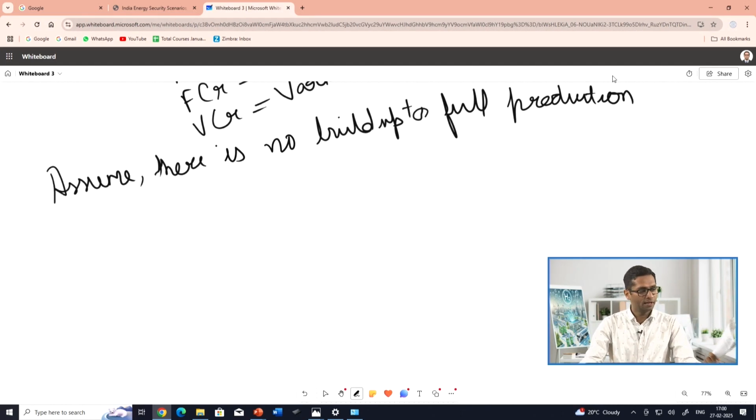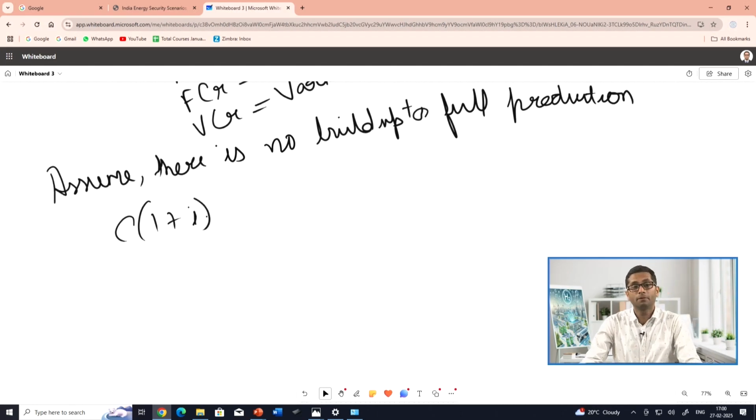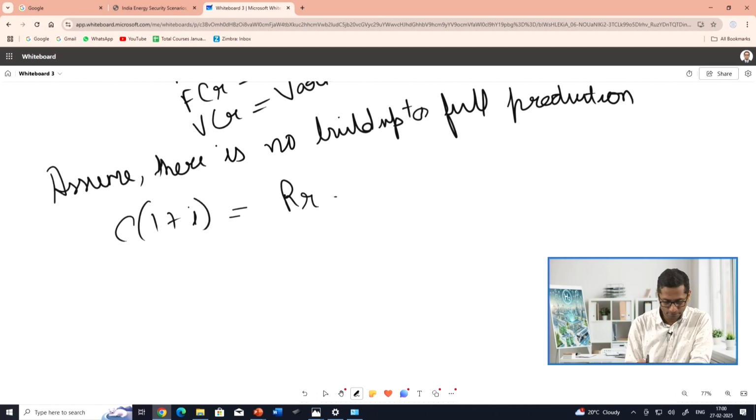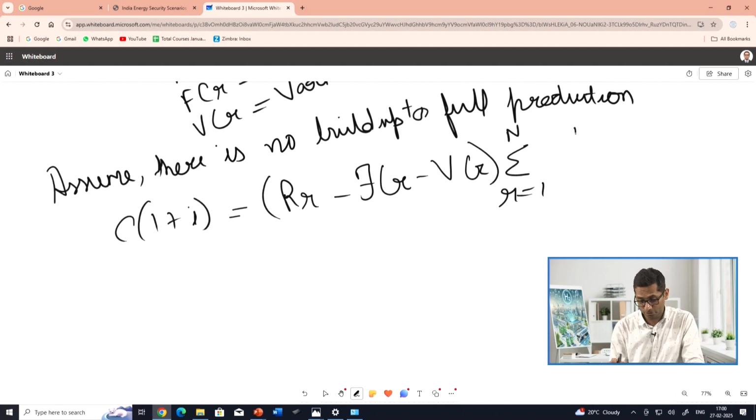So if I bring in both the elements together, what I would really want to recover is that C multiplied by (1 + i), because I am not having any buffer between the completion of the plant erection and the production starting, and this would be equal to the revenue, the fixed cost, the variable cost, and I have taken the summation after this, because I am assuming all these values to be constant over the years.